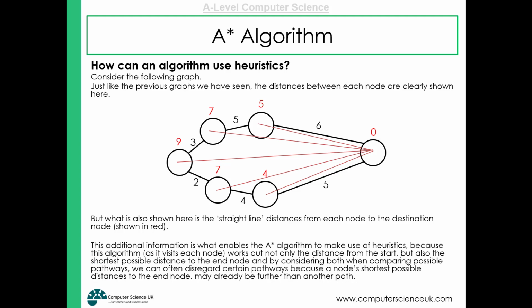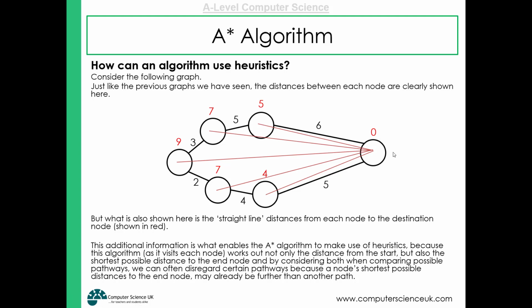Well, this additional information is what enables the A-star algorithm to make use of heuristics, because this algorithm, as it visits each of the nodes, works out not only the distance from the start, but also the shortest possible distance to the end node. And by considering both of these things, when comparing possible pathways, what the algorithm can sometimes do is disregard certain pathways that it doesn't need to investigate, simply because a node's shortest possible distance to the end, for example the red line, may already be further than another pathway that's been investigated.